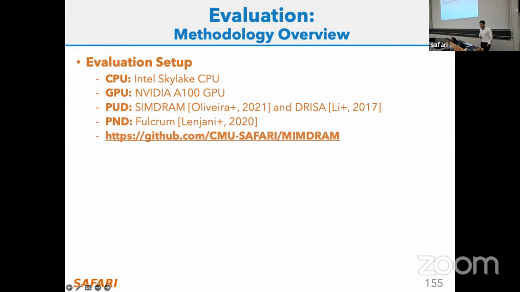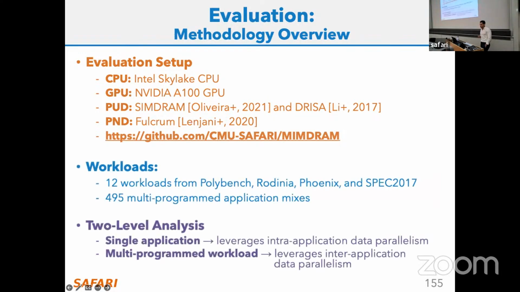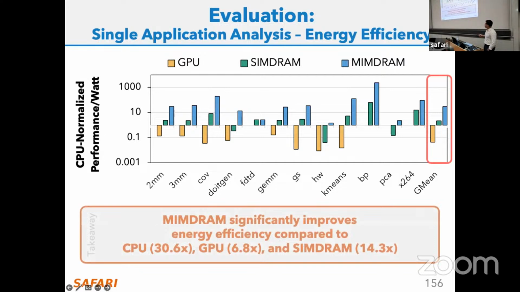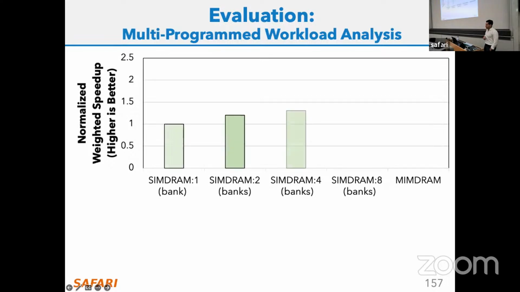So we again evaluate this using the gem5 simulator, using 12 workloads from 4 benchmark suites. So in terms of performance efficiency, when you are executing those 12 applications, we see that MIMDRAM significantly outperforms the CPU, the GPU, and SIMDRAM. And if you have multiple applications executing at the same time, MIMDRAM can outperform SIMDRAM, because now we can execute those multiple applications across the different DRAM mats of a single DRAM subarray instead of having to spread those applications across different DRAM banks.